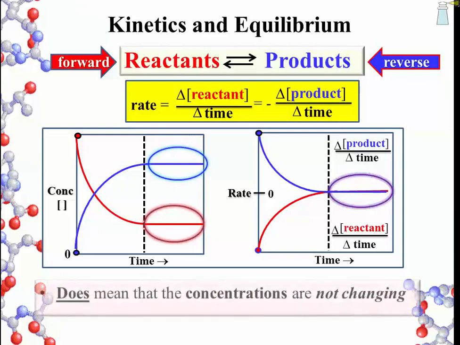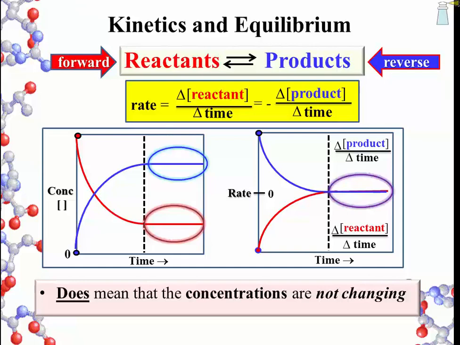Equilibrium does mean that the concentrations are not changing. The amount of reactant consumed in the forward reaction is matched by the amount of reactant formed in the reverse direction. Concentration not changing. The amount of product being formed in the forward reaction is matched by the amount of product consumed in the reverse reaction. Concentration not changing. The forward and reverse reactions continue, but do not produce concentration changes.